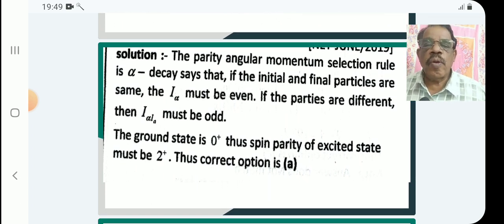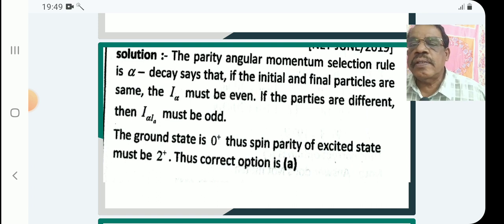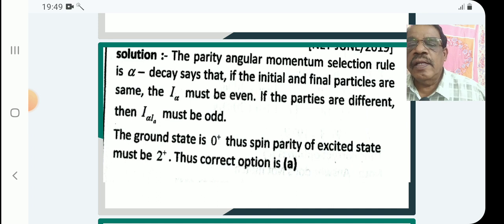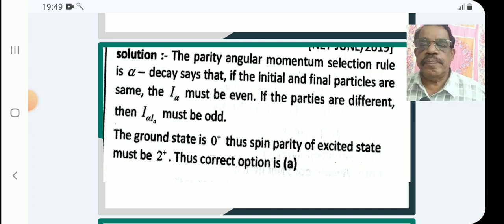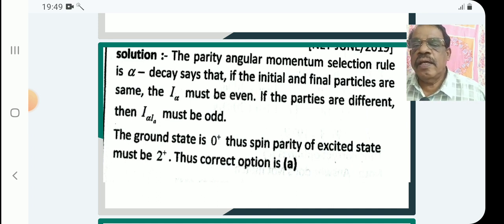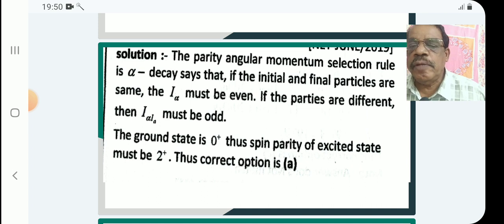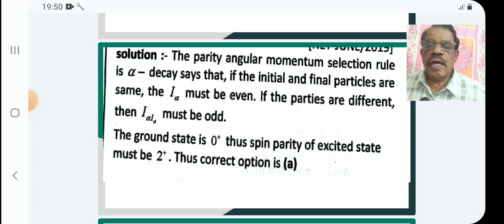The parity angular momentum selection rule in alpha decay says that if the initial and final particles are the same, then l alpha must be even. If the particles are different, then l alpha must be odd. The ground state is 0 plus, so the spin parity of the excited state must be 2 plus. Thus, the correct option is A.